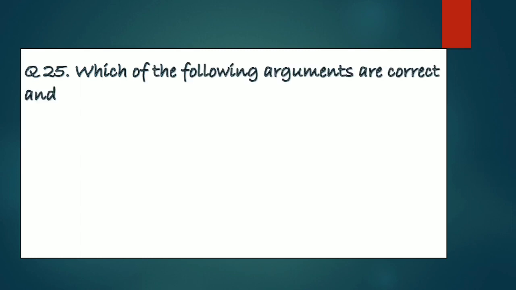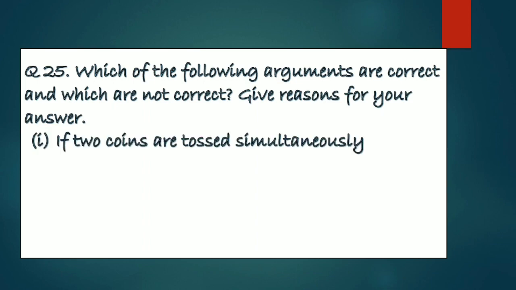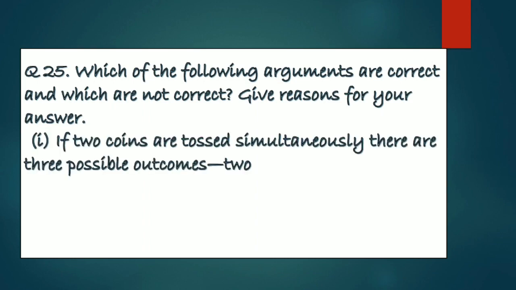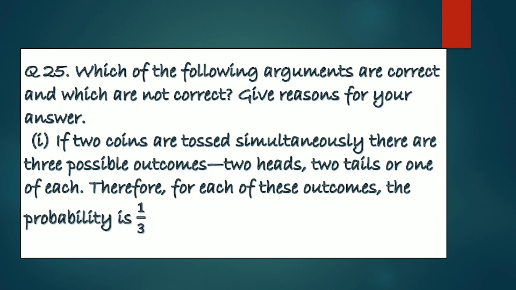Which of the following arguments are correct and which are not correct? Give reasons for your answer. First part: if two coins are tossed simultaneously, there are three possible outcomes: two heads, two tails or one of each. Therefore, for each of these outcomes, the probability is 1 by 3. Right? So, this question has two parts. So, I'll be answering both parts one by one.